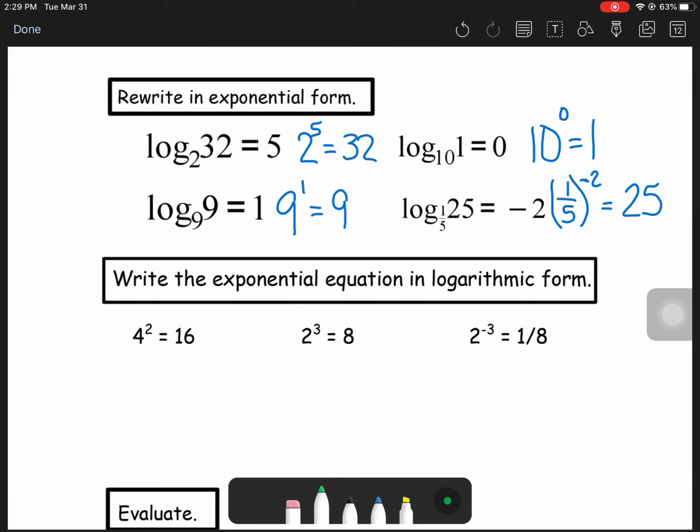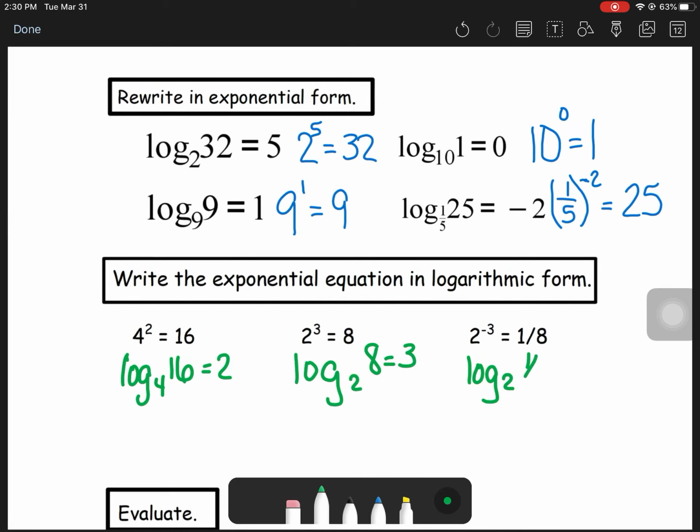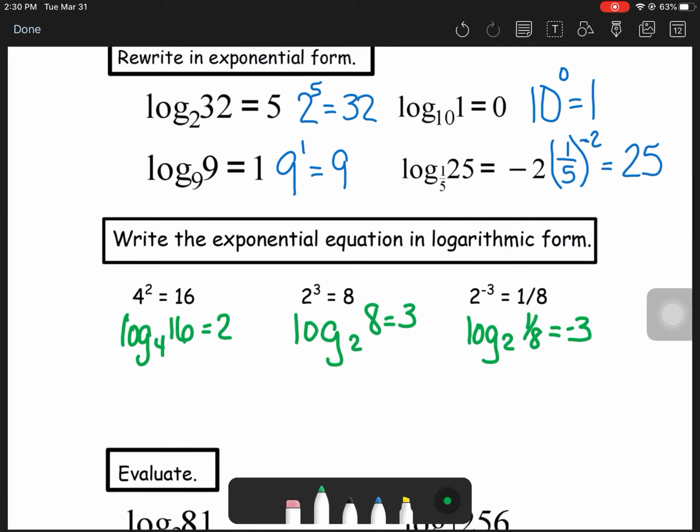The next set, we're going to rewrite these as logarithms. So this is log base 4 of 16 is equal to 2. In the next example, it's log base 2 of 8 equals 3. In the next example, it's log base 2 of 1/8 is equal to -3. That's writing logs as exponents and exponents as logs.